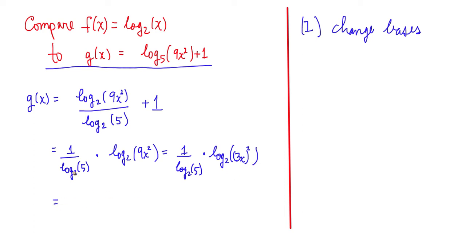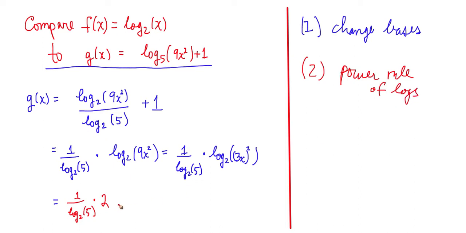And what this allows me to do, let me change colors here so we don't get too mixed up. So the constant is still there, 1 over log base 2 of 5. Okay. And now I can take this 2 and pull it out to the front. This is the power rule. So in the second step here, I'm using the power rule of logs. And then I still have a log base 2 of 3x. And I'm going to just mash this all together: 2 over log base 2 of 5 times log base 2 of 3x.